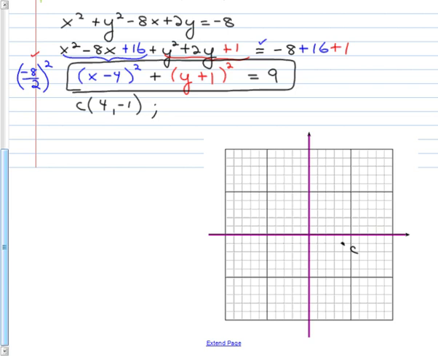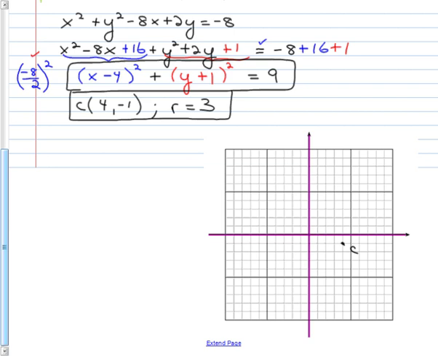What is the radius of this circle? Not 9. Oh, it's 3. Where did 3 come from? Because you have to take the square root of that 9. That 9 is the radius squared, so we have to take the square root of that number.